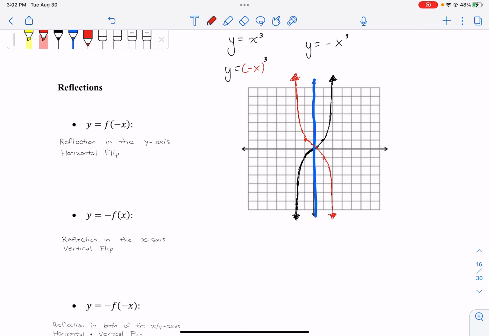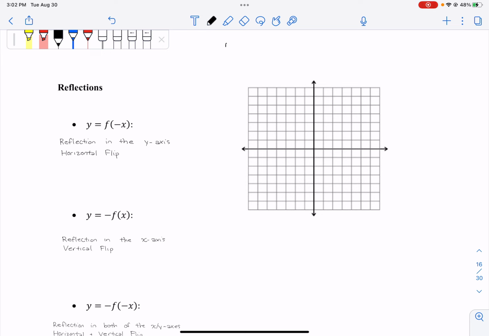So a reflection just means if we want to plug in a negative x into all the x's, take this and plug it in here, then that's a reflection in the y-axis or horizontal flip. Okay. Let's do the second one now.